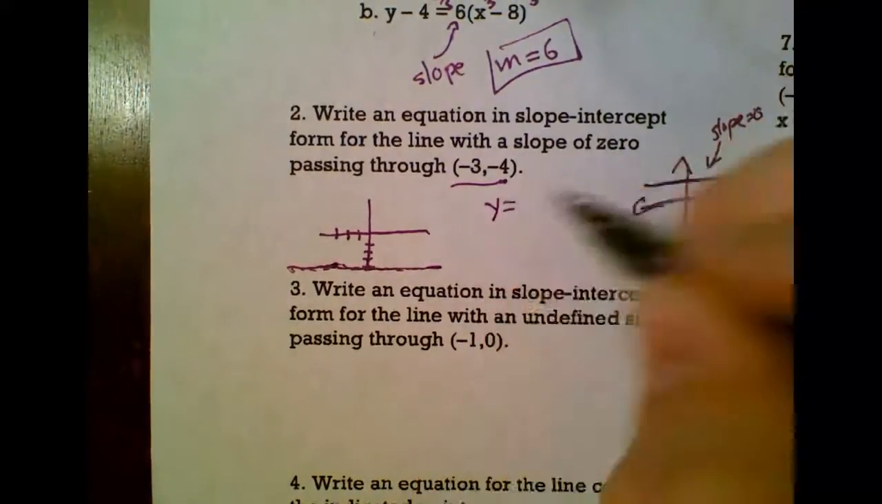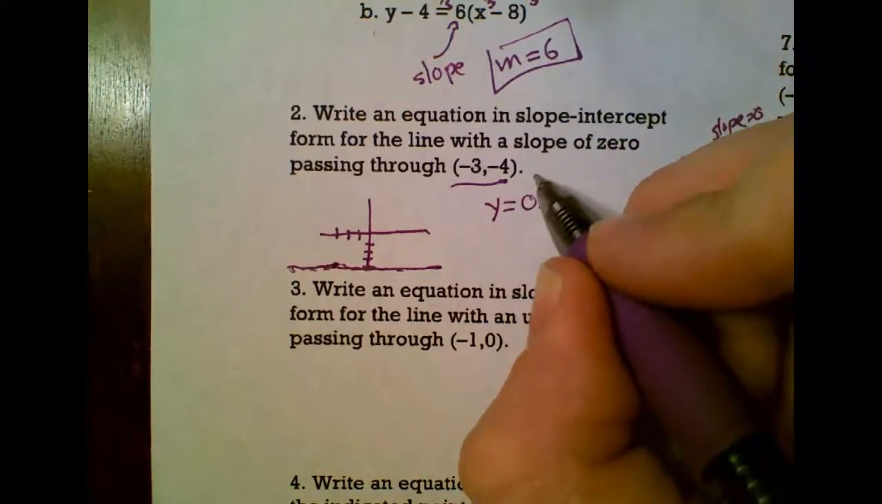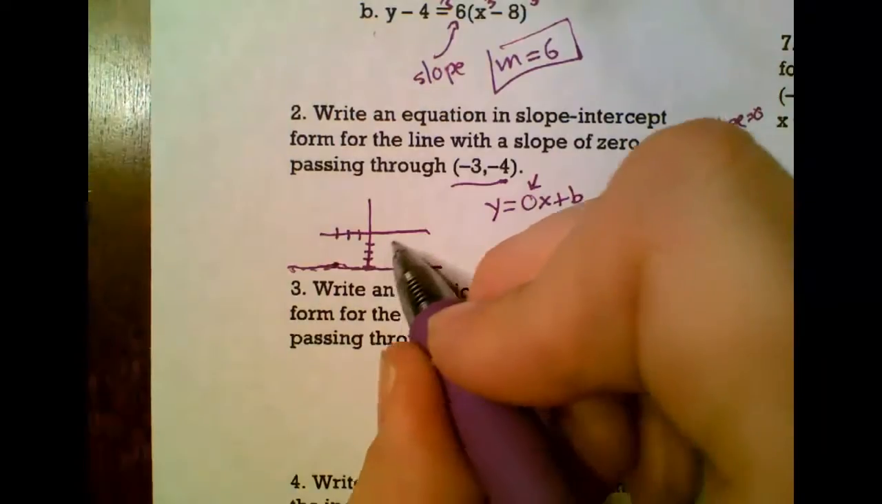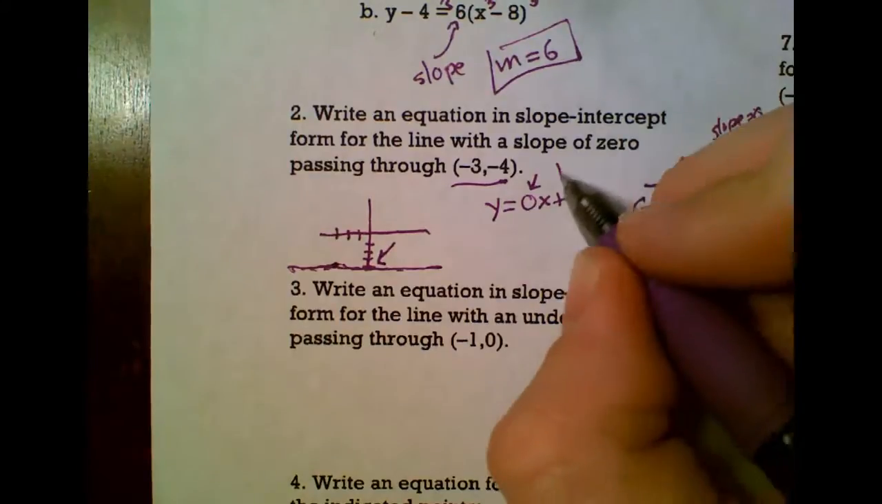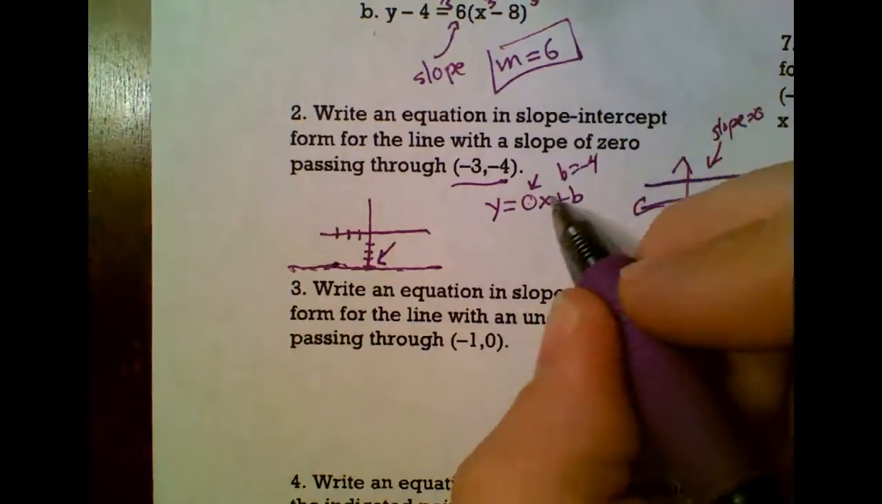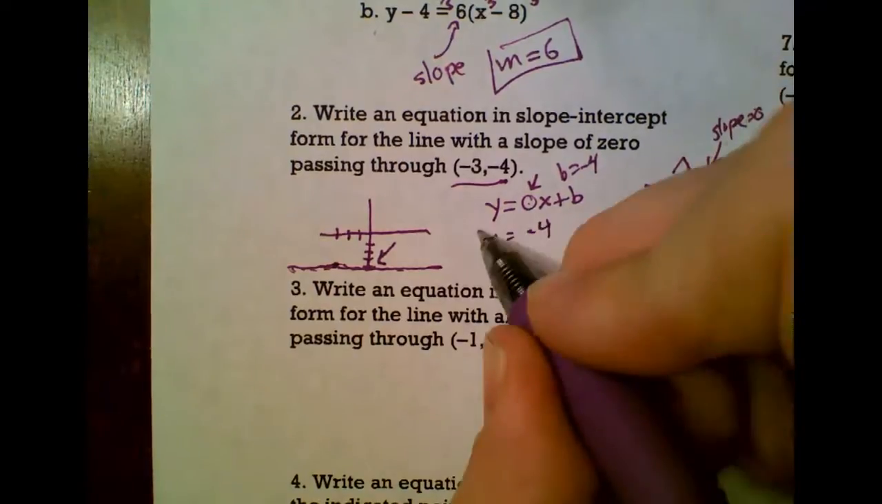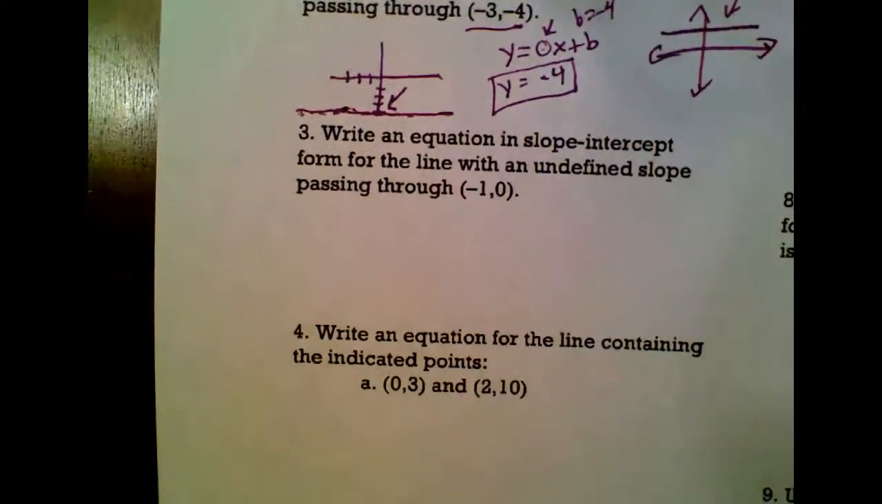Well, this line has 0 slope, so we have y equals 0x, because that's our slope right there, plus b, which is our y-intercept. Notice our y-intercept is right here, and our y-intercept is negative 4. So b is equal to negative 4. Well, 0 times x is just 0, so really we have y is equal to negative 4. That's our equation of a horizontal line. Moving on to number 3.